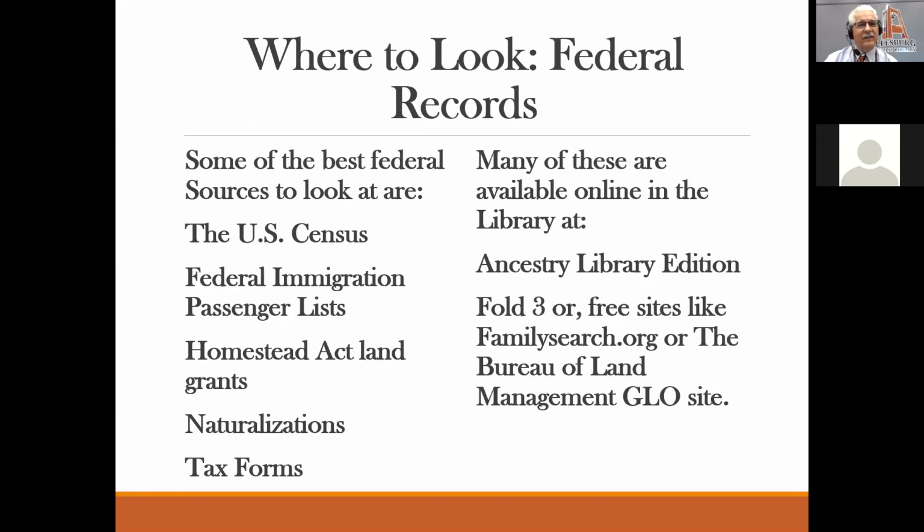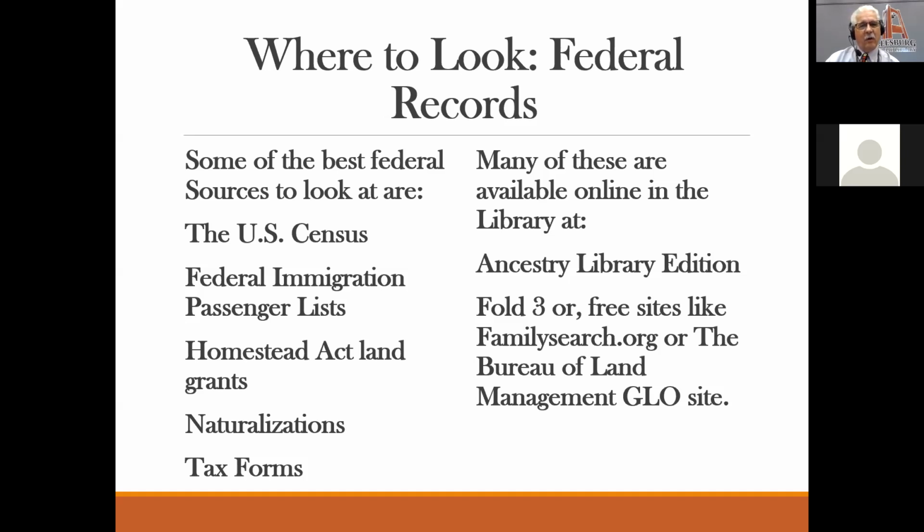Now, here's some places in federal records to look at, and the U.S. Census is always at the top of the list because before 1850, women, and men too, were just highlighted by tick marks. They only named the head of the household, but after 1850, things got a little better. So anyway, immigration passenger lists, Homestead Act land grants, naturalizations, tax forms, and most of these are available in places like Ancestry Library Edition, which most libraries do subscribe to.